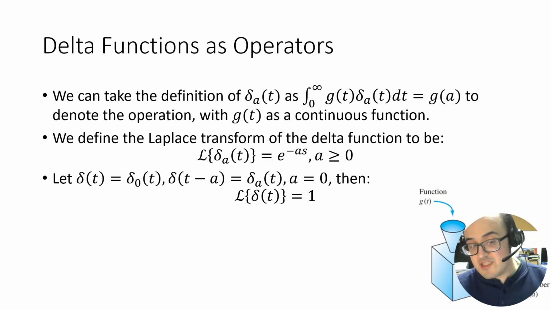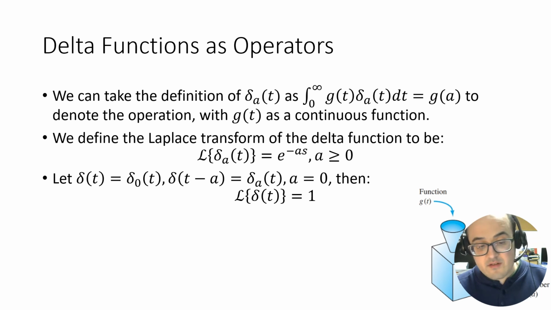So this delta function is basically an operator, just like the Laplace transform. We could take the definition of delta sub a of t to be the integral from 0 to infinity of g of t times delta sub a of t dt, and that would be equal to some net value g of a, to denote the operation, with g of t as some continuous function.